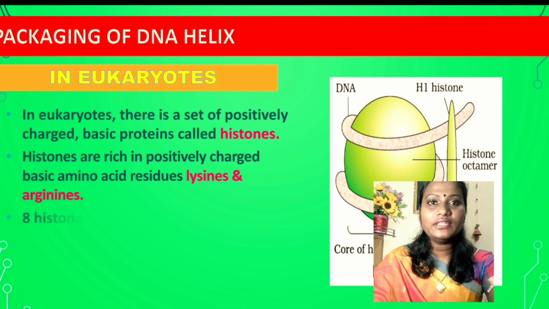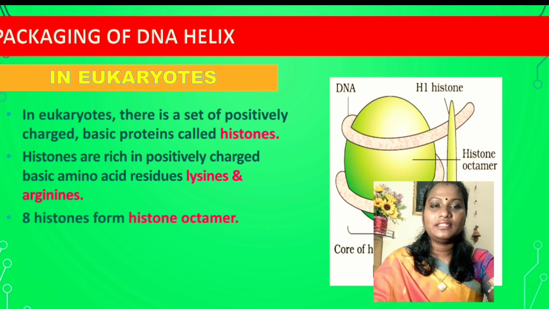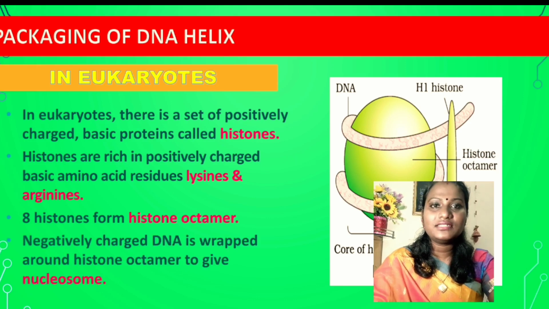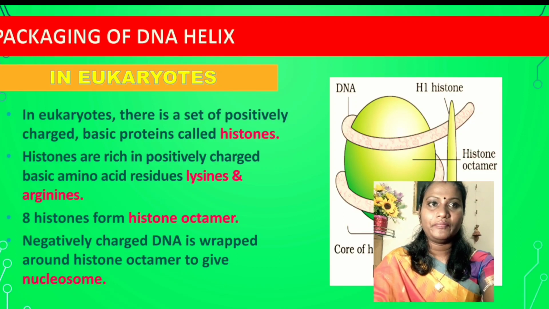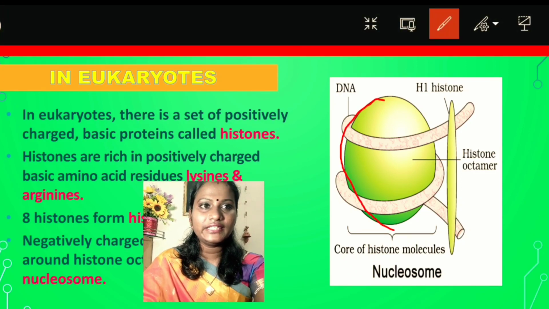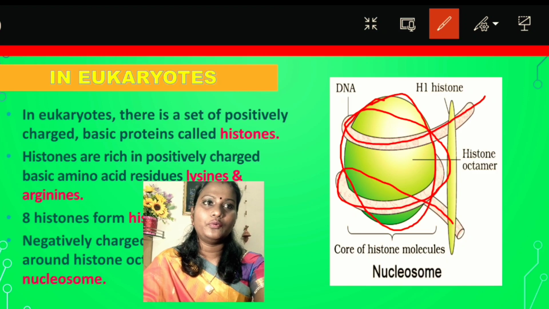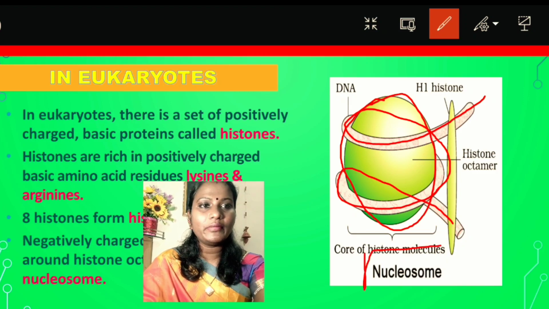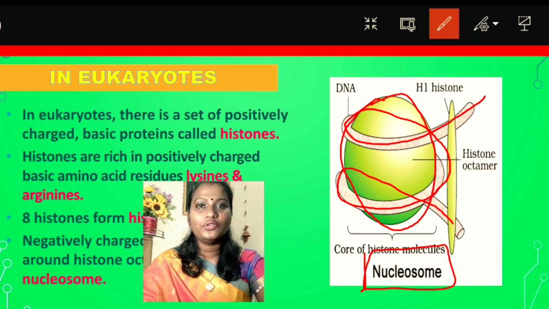There are 8 histones that are held together and form a histone octamer, and this negatively charged DNA wraps around this histone octamer to give a nucleosome. You can see here, this is the histone protein, and this is the DNA that has been wrapped around the histone protein, which results in the formation of a structure that we call a nucleosome.